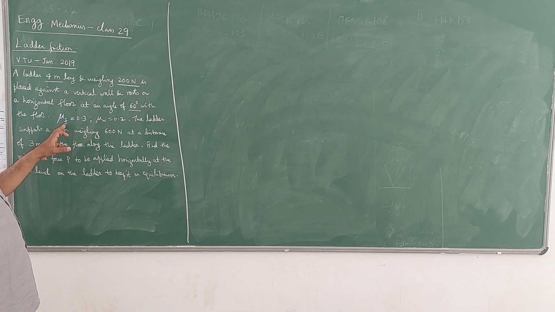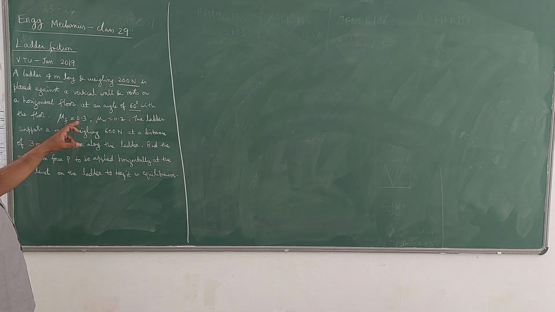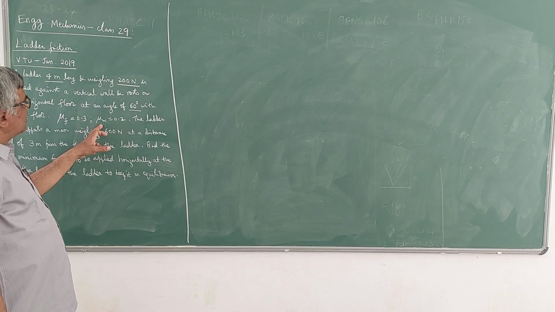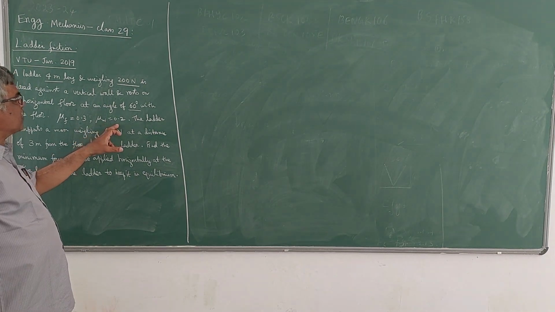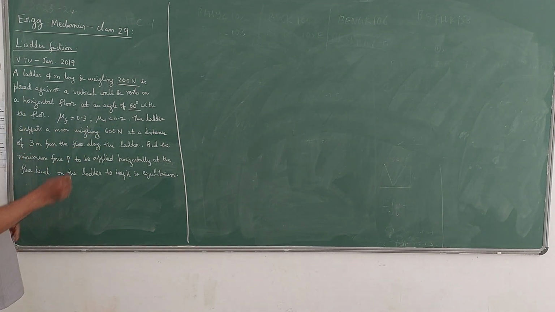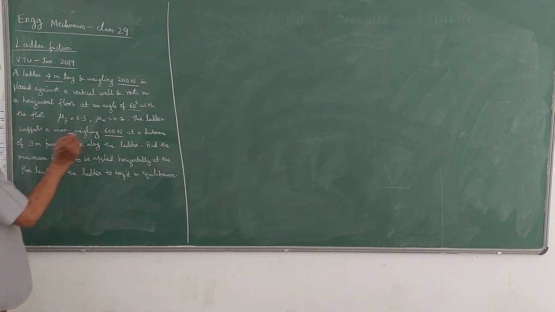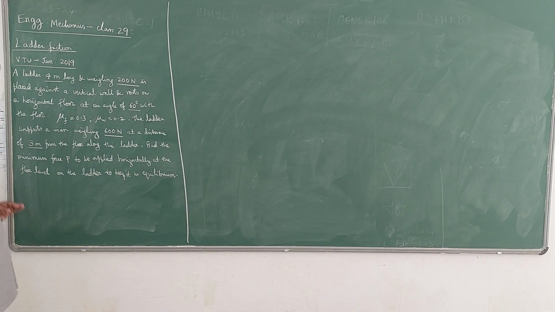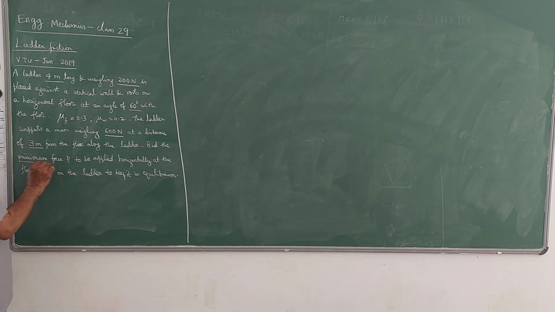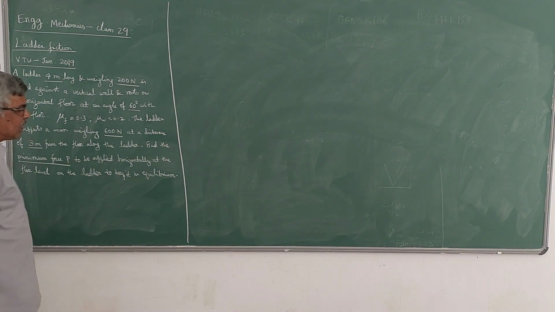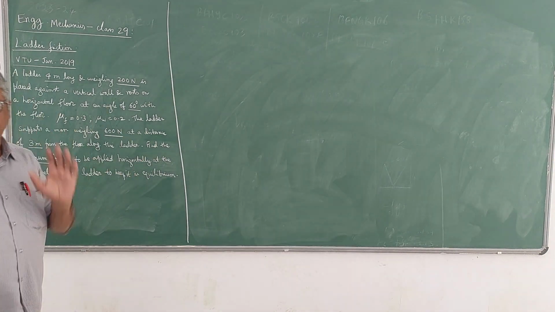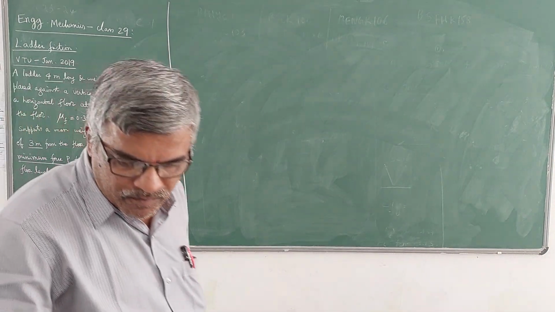Coefficient of friction between ladder and floor, mu f, is 0.3, and coefficient of friction between ladder and wall, mu w, is 0.2. The ladder supports a man weighing 600 Newton at a distance of 3 meters from the floor along the ladder. Find the minimum force P to be applied horizontally at the floor level on the ladder to keep it in equilibrium. So this is the problem.